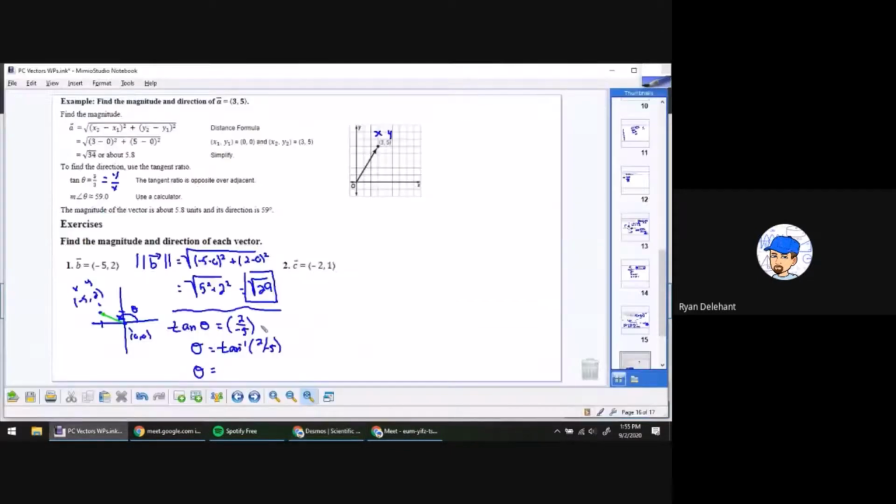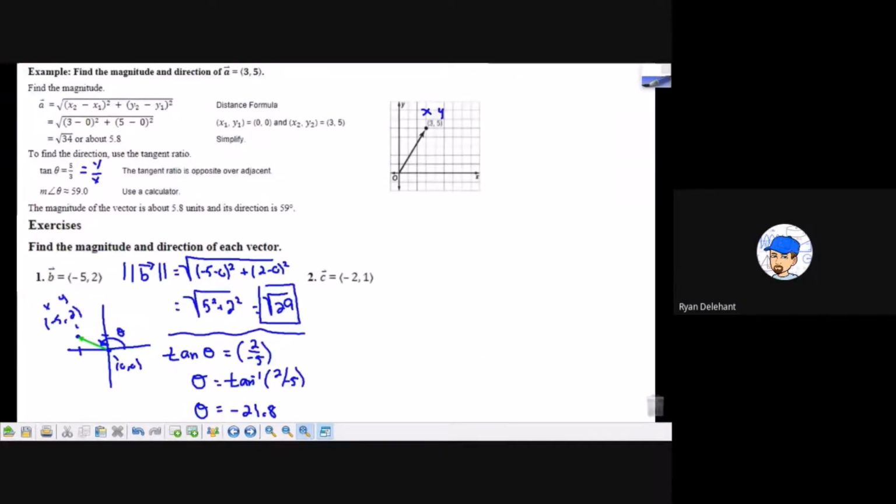So it tells me that this is -21.8. What in the world's a negative angle? That's weird, right? When you get something weird like this, what it's telling me, positive turns this direction. Negative turns clockwise. So what it's telling me is that it's drawing a line this way, and that this part of it over here is 21.8 degrees.